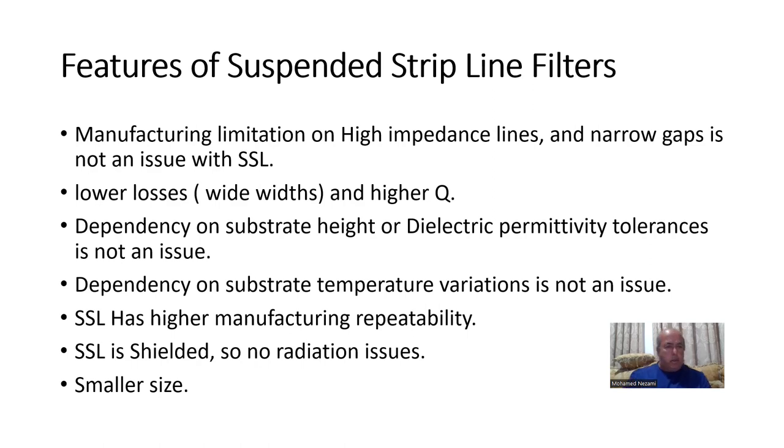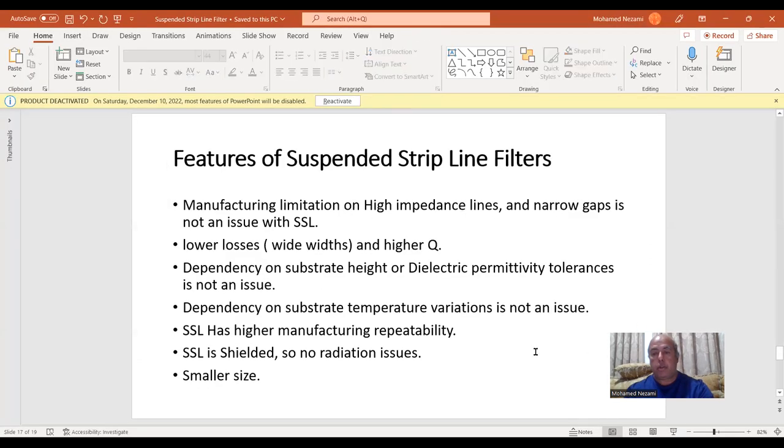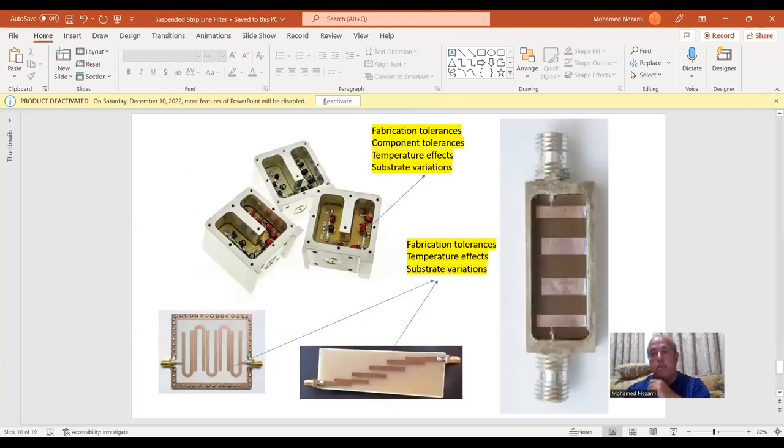And then suspended strip lines are shielded, basically because the channel shielding is part of it. It is really a waveguide. There's a groove and a cover on top, so no radiation issues. And then a smaller size, of course, because to get the same rejection or steep roll-off you would get from these filters, which takes a few inches here, you would need a 10 inch board if you're implementing these filters in lumped elements, okay? And to say the least, if they are in microstrip lines.